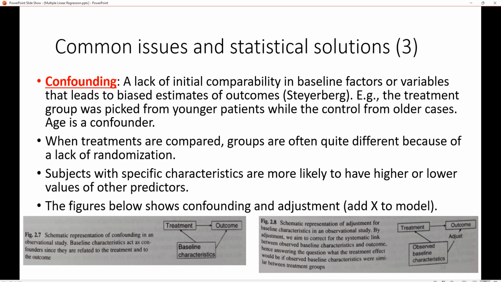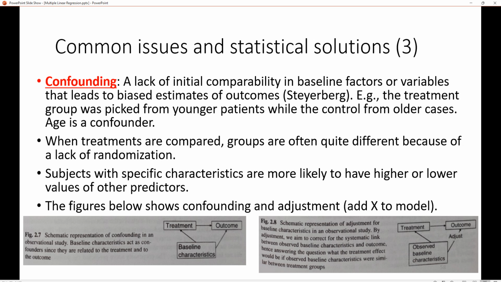And so when treatments are compared, groups are often quite different because of lack of randomization, and that's normal. We're doing observational studies. We may be seeing the patients that come in versus those who don't. So it could just be a natural part of the data or the sample that we're examining. Subjects with specific characteristics are more likely to have higher or lower values on other predictors.